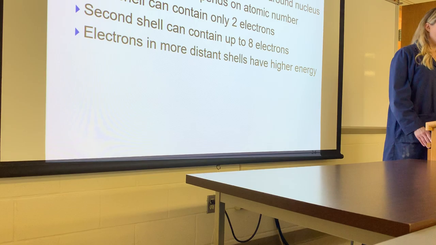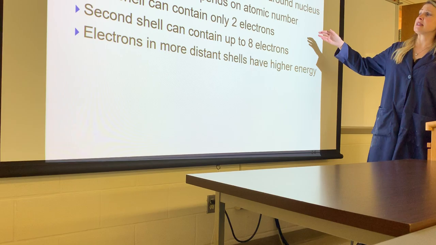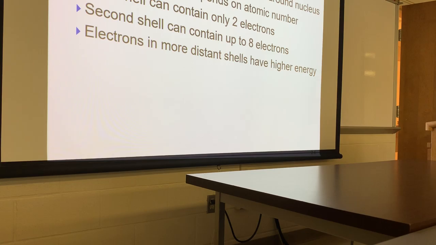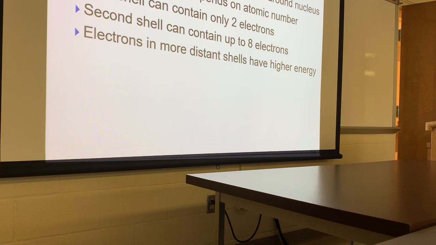So I mentioned before that the electron shells are in layers around the nucleus. The number of shells depends on the atomic number. So let me quiz you here, see what you think. Okay, helium. Its atomic number is 2. How many shells is it going to have? 1. Is it going to be able to bond with any other atoms?